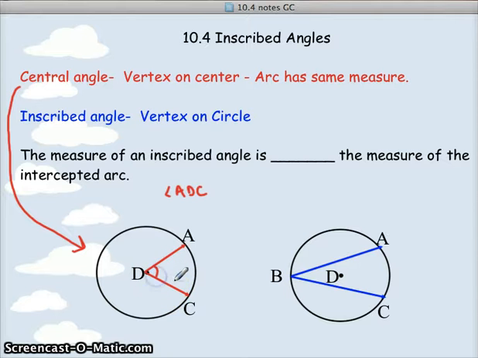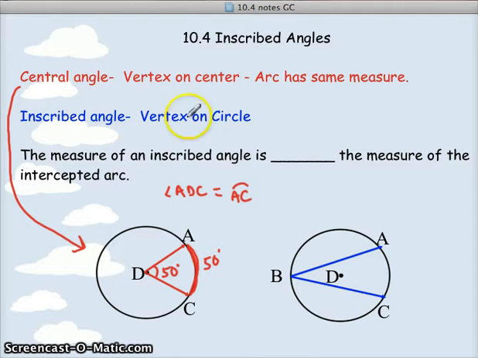Whatever this angle measure is, like if we pretend it's 50, whatever that angle measure is, then so will the arc that it's grabbing onto be. So if that angle is 50, then arc AC would also be 50 degrees. So the central angle and the arc would be the same. And we've done problems like that already.